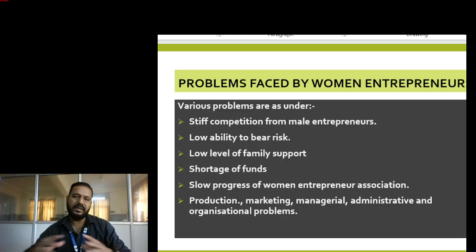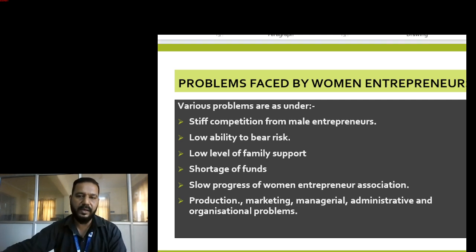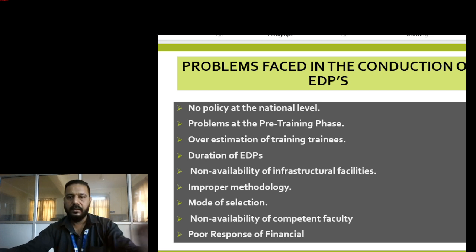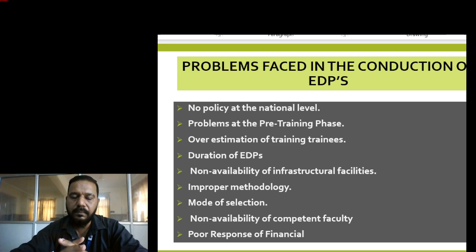Now, after this EDP program, which has been divided into three phases, we will see what problems are basically being faced by people. Problems faced in the conduction of EDP. The first problem faced by the potential entrepreneurs is no policy at the national level. There are agencies which are helping young people to become entrepreneurs, but there is still a lack of policies at the national level. The second problem is the problem at the pre-training phase. At the time of pre-training, that is the first phase, problems occur like who will be the entrepreneur, who will be the trainer, what will be the content. It can be a problem.